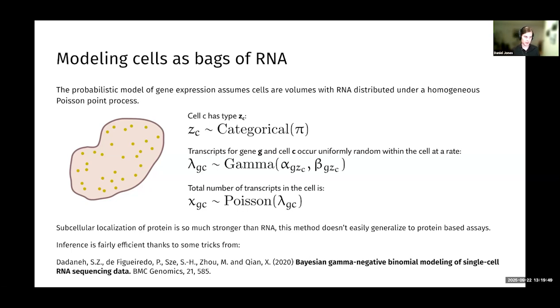The basic modeling principle I've adopted here is what I've been calling the bag of RNA model, where the pretty strong assumption is that RNA is just floating uniformly at random within the cell. I'll talk about some exceptions to that rule. But if we suppose that's true, then it turns out to be fairly easy to build a likelihood model for it and run this simple cell simulation.